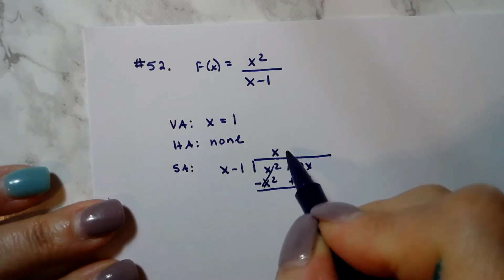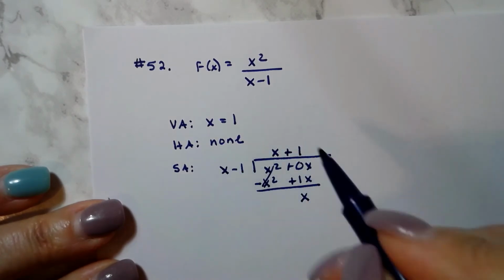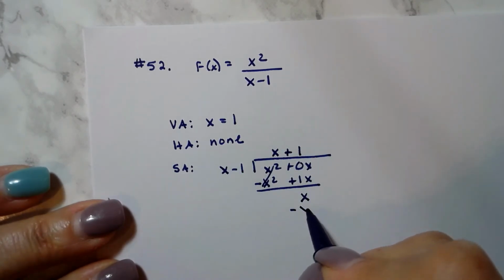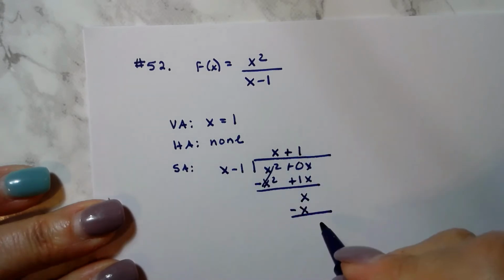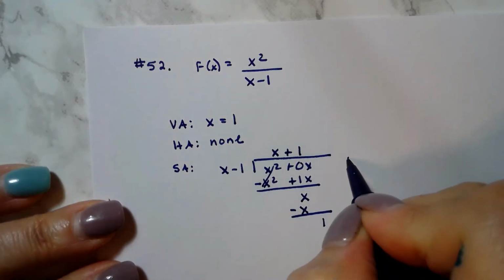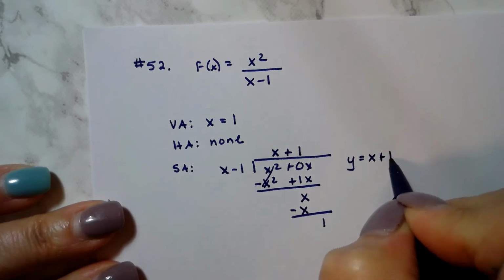X goes into x positive 1 time. 1 times x is positive x. I'm going to subtract x to change the sign and cancel it out. And then 1 times -1 is -1, but I change it to a +1. So that's my remainder. So my slant asymptote is the line y equals x plus 1.